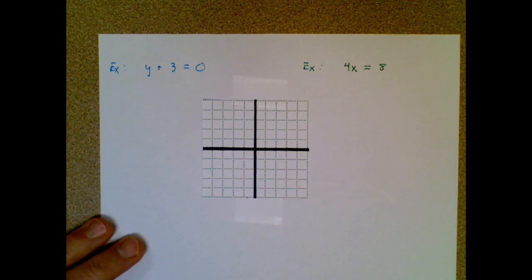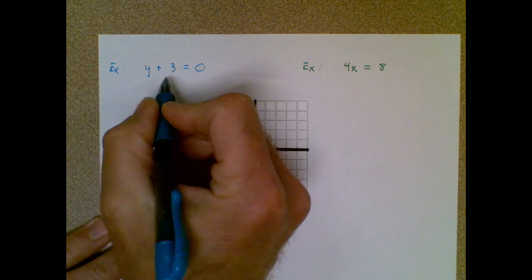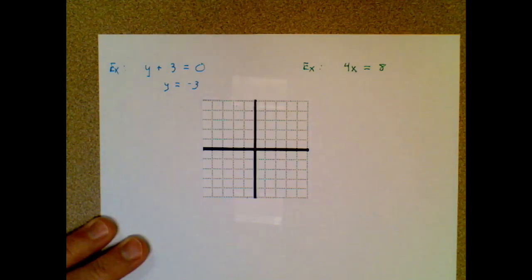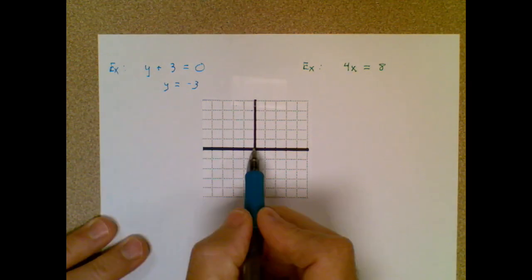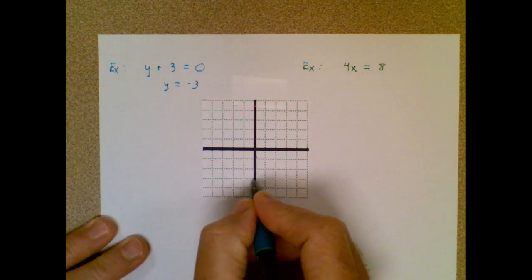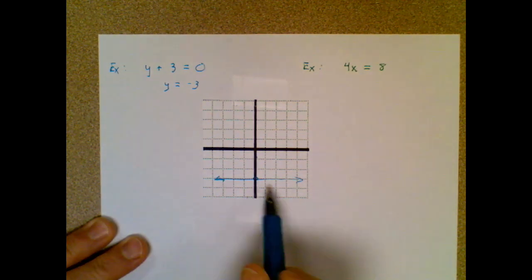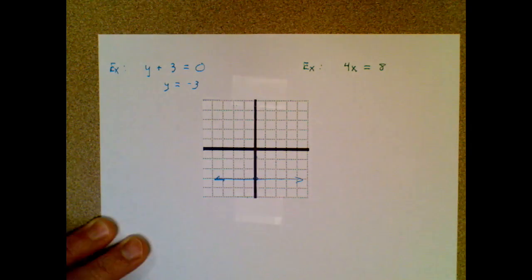Sometimes you'll get an equation that doesn't look like a y equals or an x equals equation, but in a case like I have here, if I move that 3 to the other side to get y by itself, I now have y equals -3. I should know that that's a horizontal line, or I know I go along the y-axis 3 units down, and I draw that horizontal line, and there is a line that hits the y-axis at -3. It's the horizontal line y equals -3.